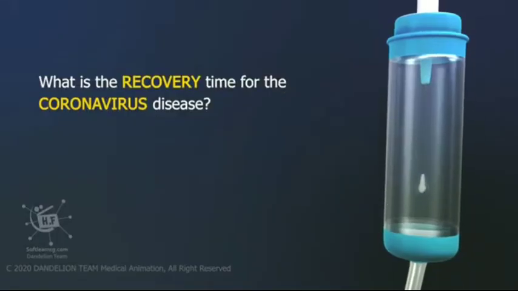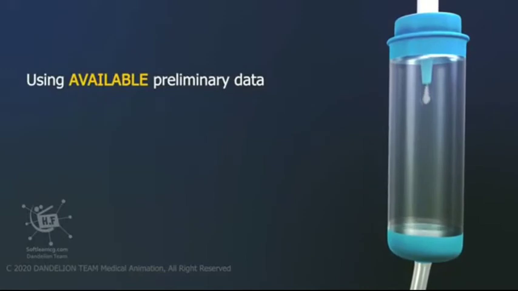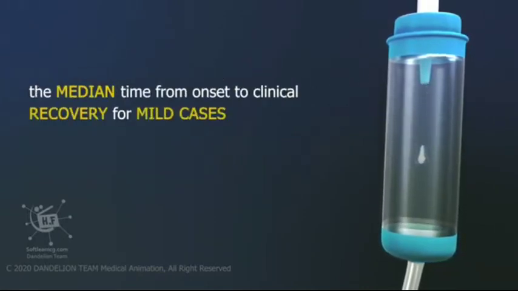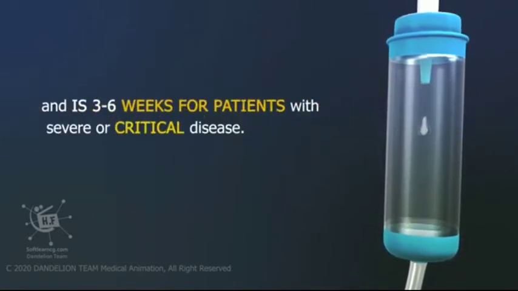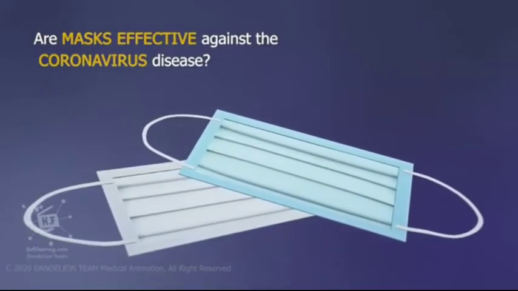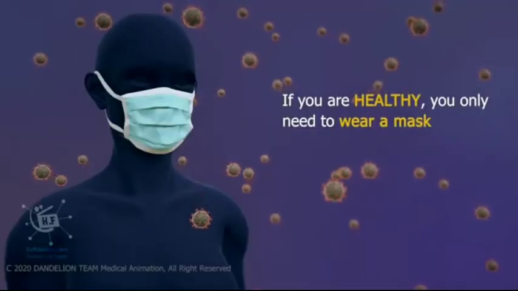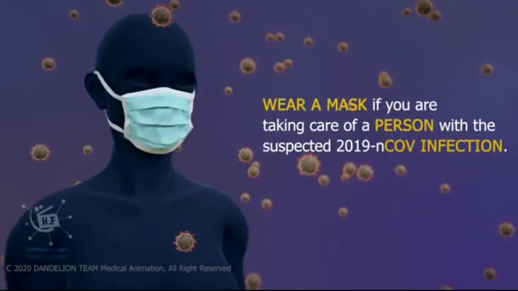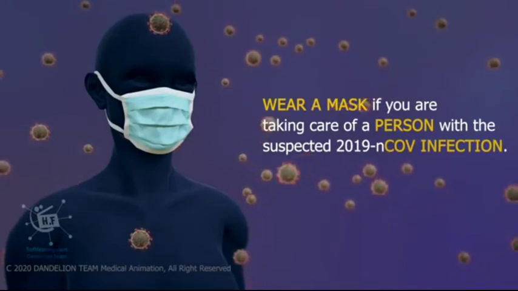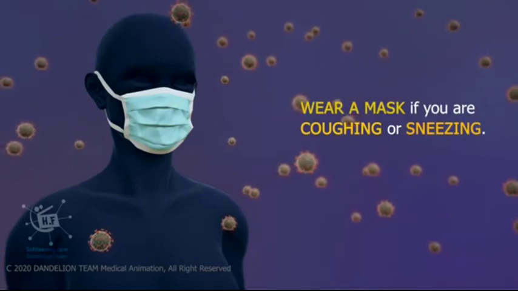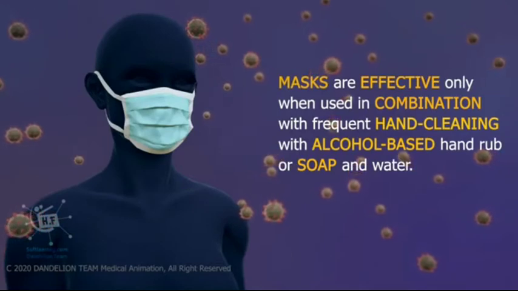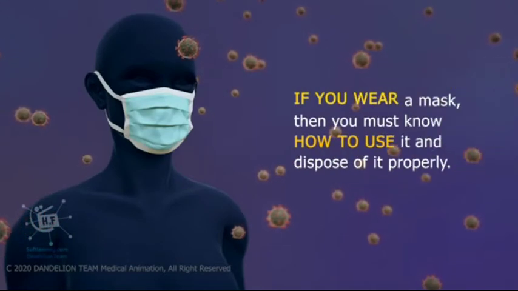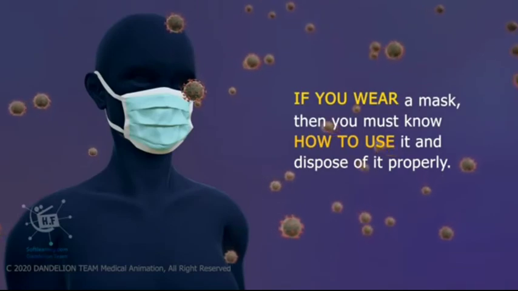What is the recovery time for the coronavirus disease? Using available preliminary data, the median time from onset to clinical recovery for mild cases is approximately 2 weeks and is 3-6 weeks for patients with a severe or critical disease. Are masks effective against the coronavirus disease? If you are healthy, you only need to wear a mask if you are taking care of a person with the suspected 2019 COVID infection. Wear a mask if you are coughing or sneezing. Masks are effective only when used in combination with frequent hand cleaning with alcohol-based hand rub or soap and water. If you wear a mask, then you must know how to use it and dispose of it properly.